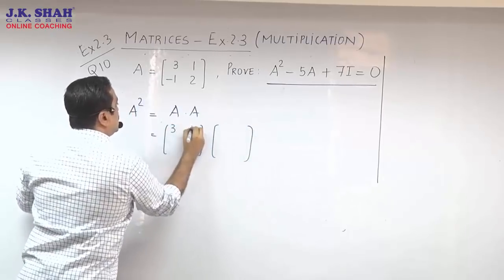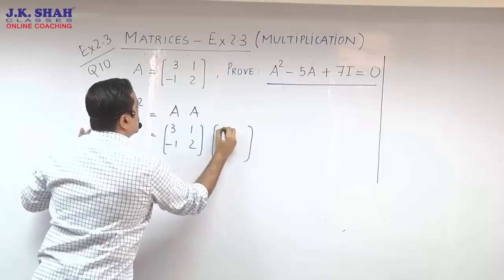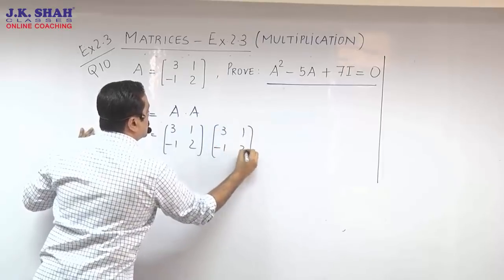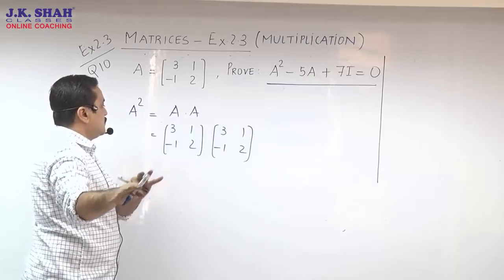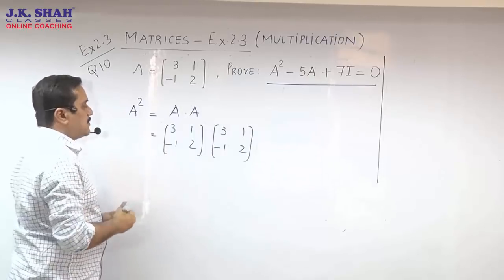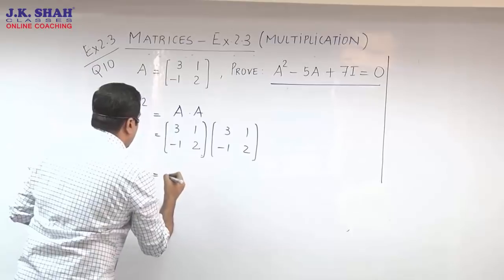So it's going to be 3, 1, minus 1, 2, 3, 1, minus 1, 2. And then you finish off your multiplication. Now you pause your screen, finish off the multiplication and come back please. Let's see what would have come.